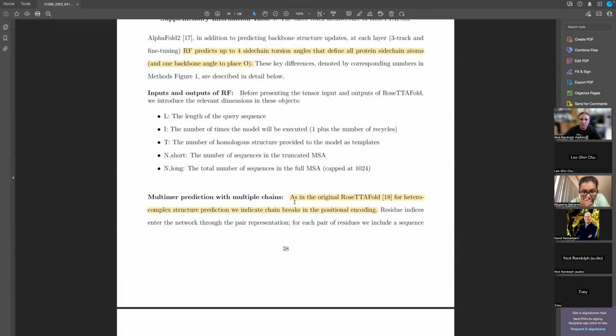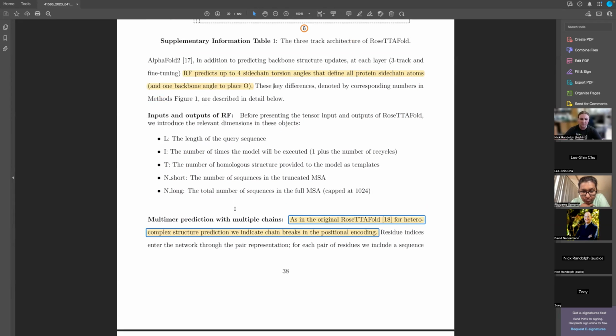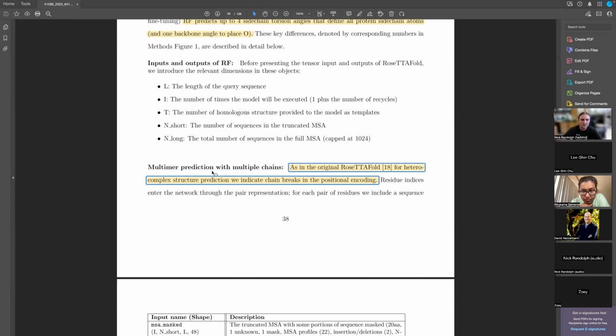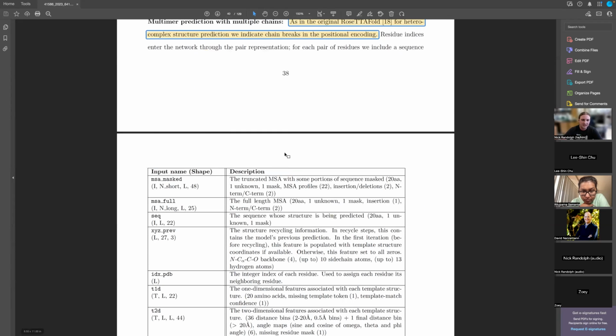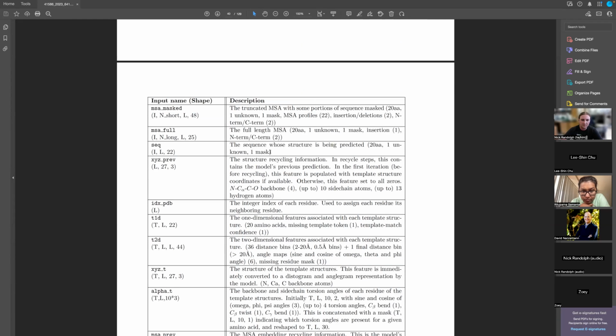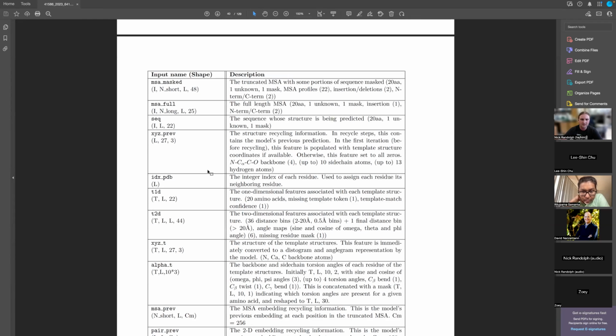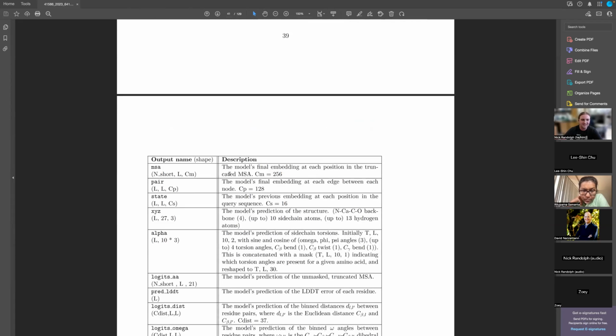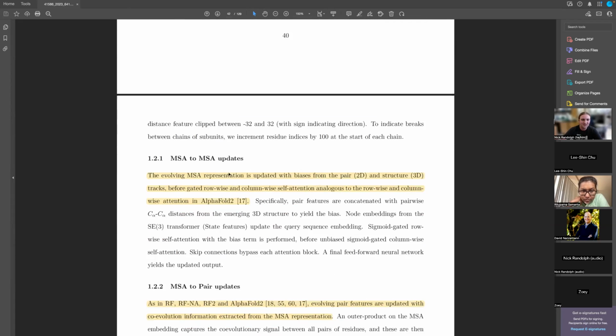In addition to predicting monomers, it was actually also trained for complex prediction. So they indicate some chain breaks between the different chains of your multimer using the positional encoding that's stored inside of the pair features. Here's just a giant list of all the features, but I'm not going to go through that.